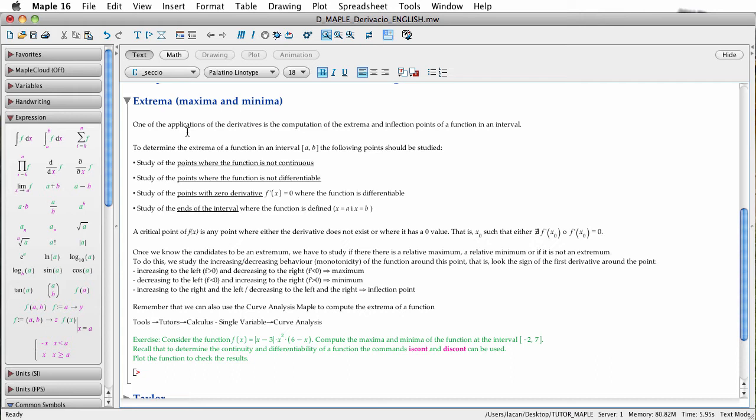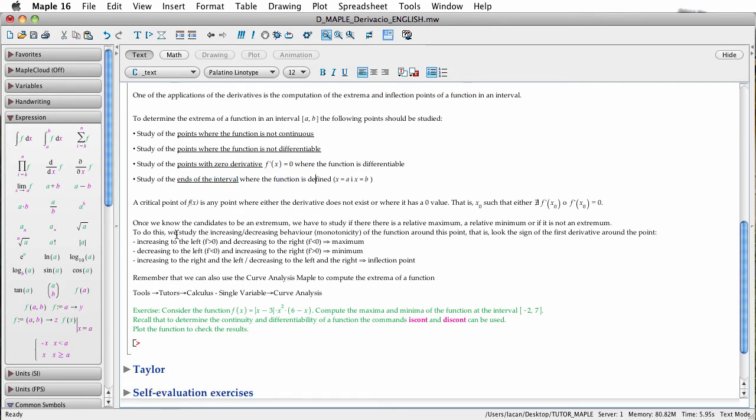First we have to find the candidates, and the candidates are the points where the function is not continuous, the points where the function is not differentiable, points with zero derivative, and the ends of the interval. Okay, once we have the candidates, we just have to study the sign of the derivative to see the behavior of the function around the candidate.